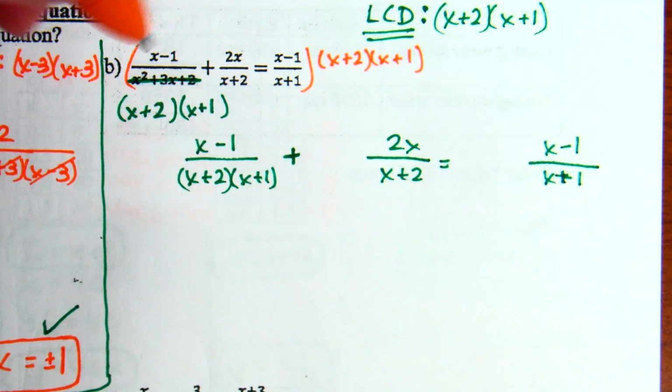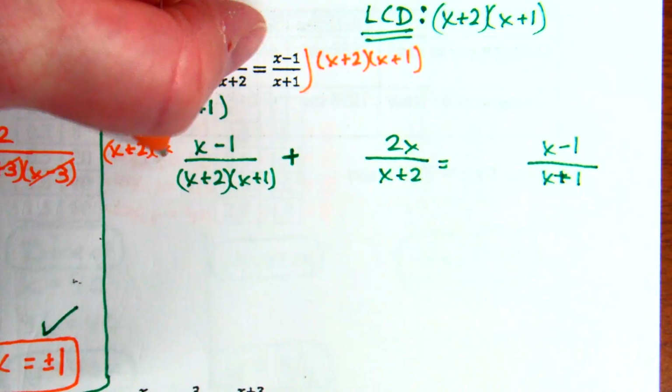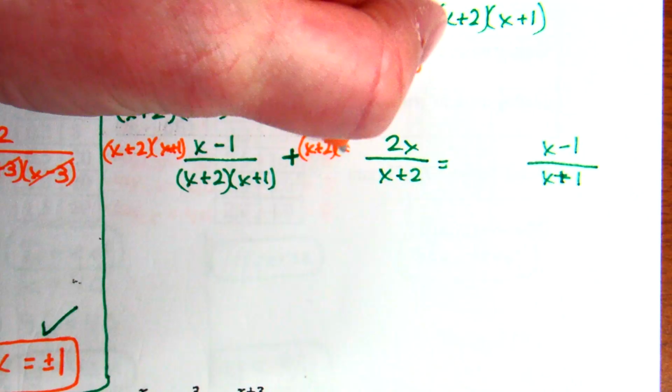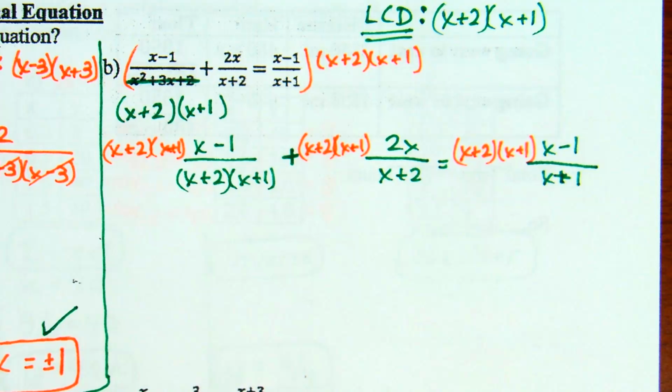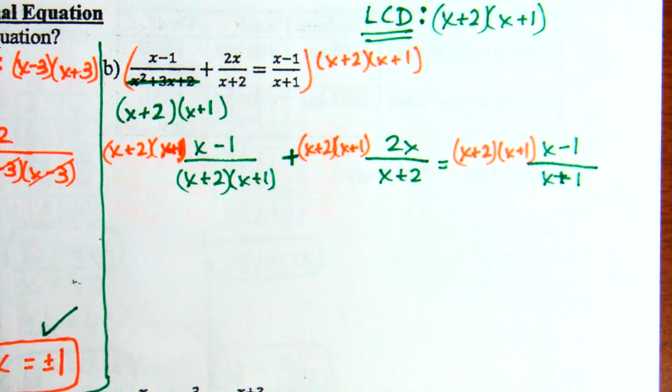Multiply x plus 2, x plus 1 by the first fraction, by the second fraction, and by the third. Okay. What do we know about this x plus 2, x plus 1 we're multiplying by? We can make them fractions by putting them over 1.